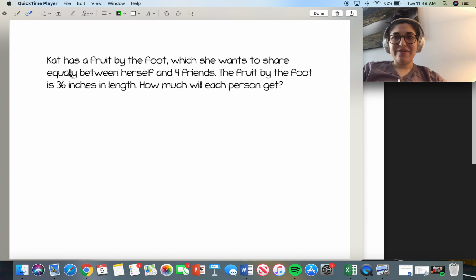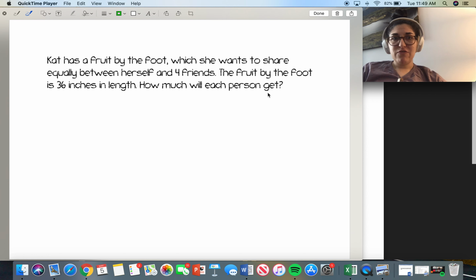I wanted to work on this application problem with you all, so let's get started and read it together. Kat has a fruit by the foot, which she wants to share equally between herself and 4 friends. The fruit by the foot is 36 inches in length. How much will each person get?